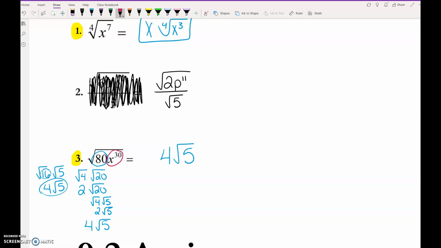And how many times does 2 go into 30? So we have x to the 15th. Our final answer is 4x to the 15th times the square root of 5.